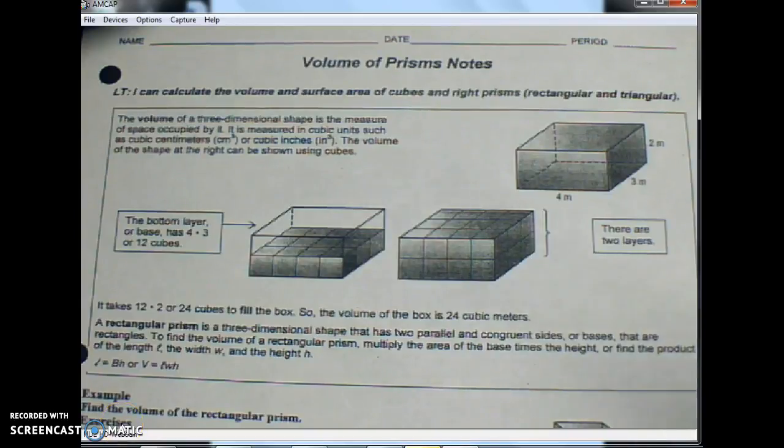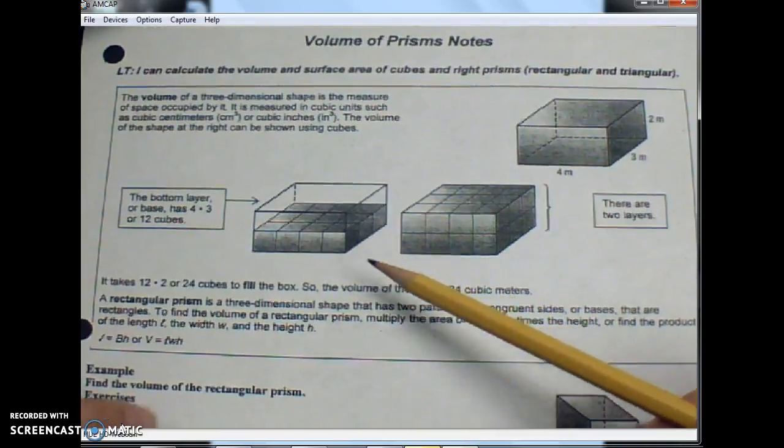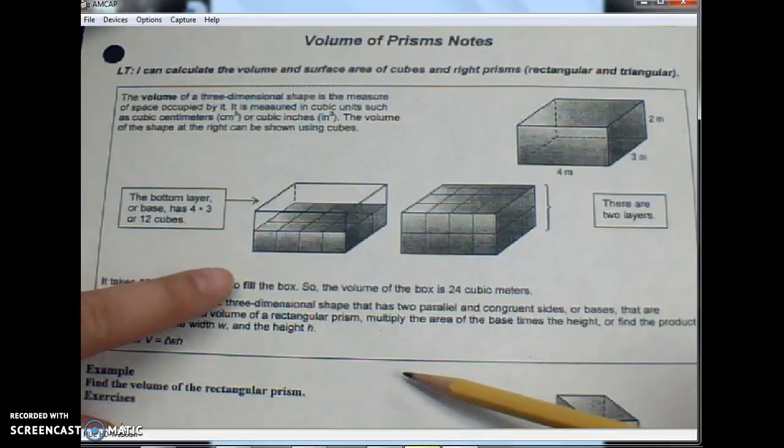Hey guys, I'm going to talk you through your volume of prism notes, in case you either miss class or you're just struggling with finding the volume of prisms. First of all, when we look at prisms, the first one we're going to look at are rectangular prisms.